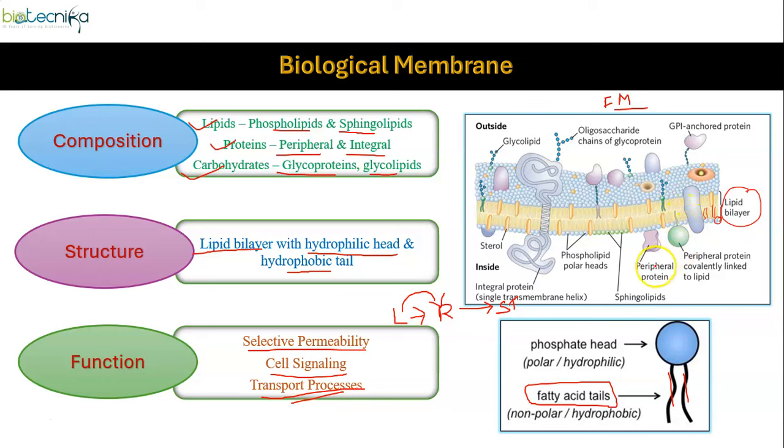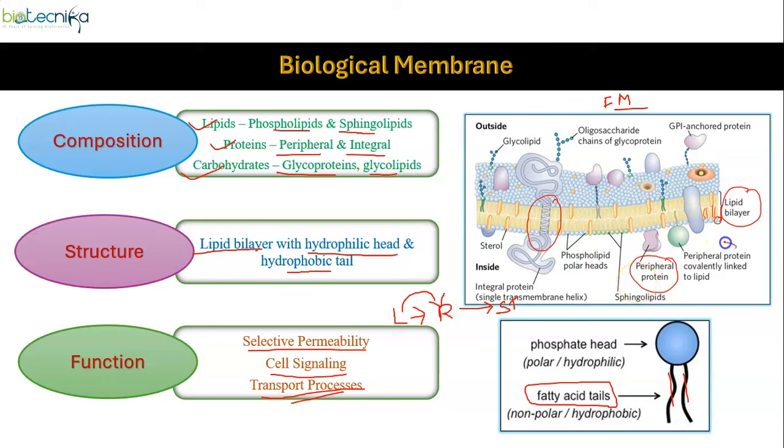Then at certain positions you will find peripheral proteins present. As the name indicates, they are located at some peripheral surface of the membrane. Like that, we have integral proteins located. It could be a single transmembrane helix or multiple transmembrane helices. But they are strongly attached to the membrane, unlike your peripheral proteins.